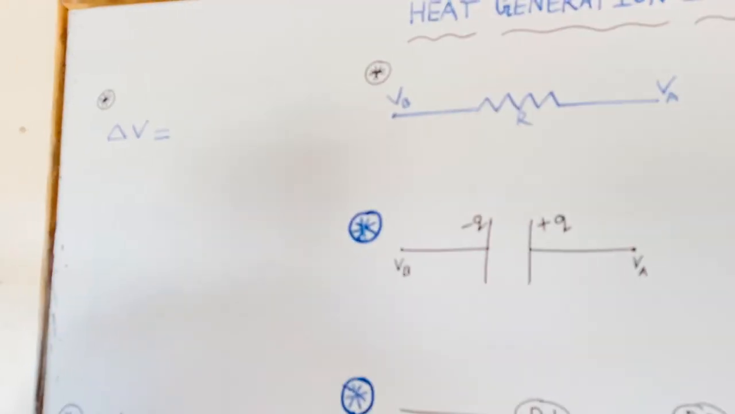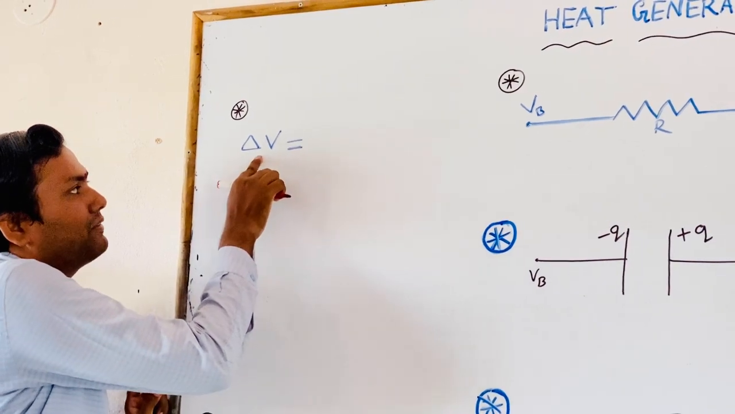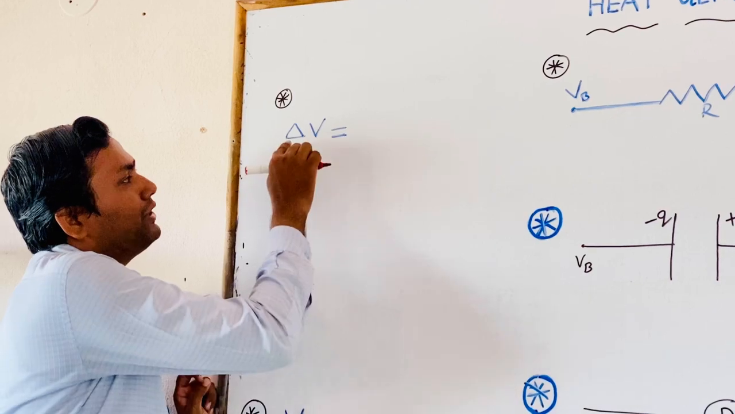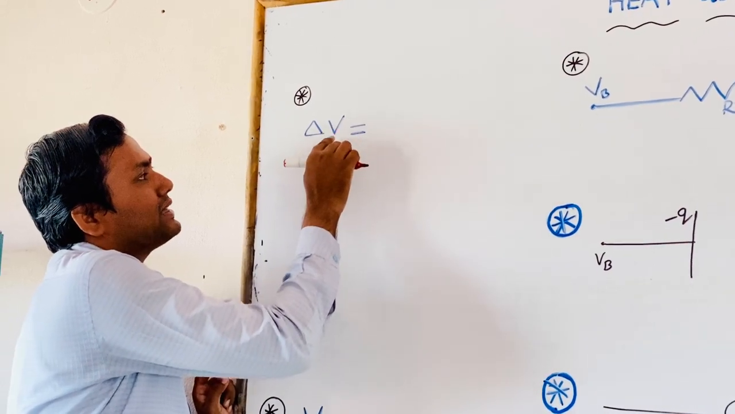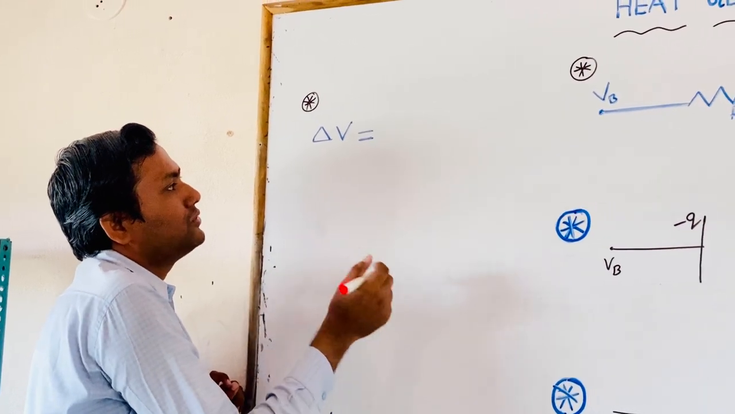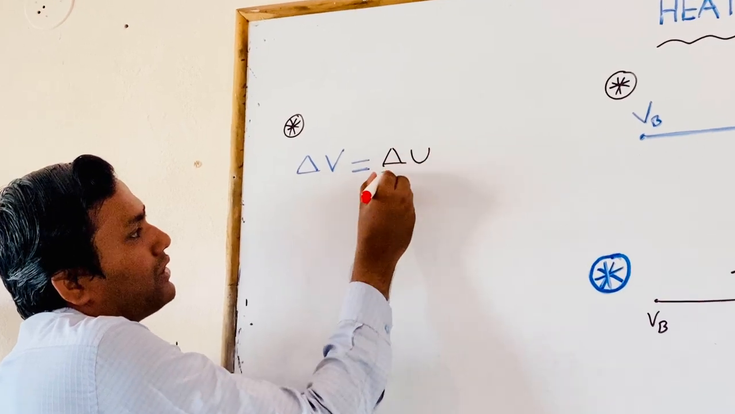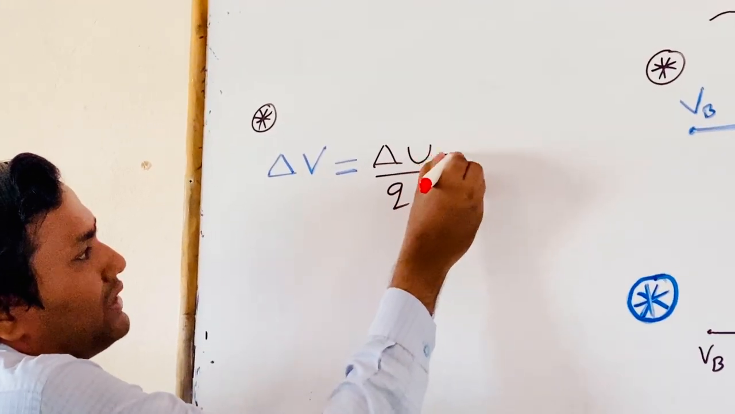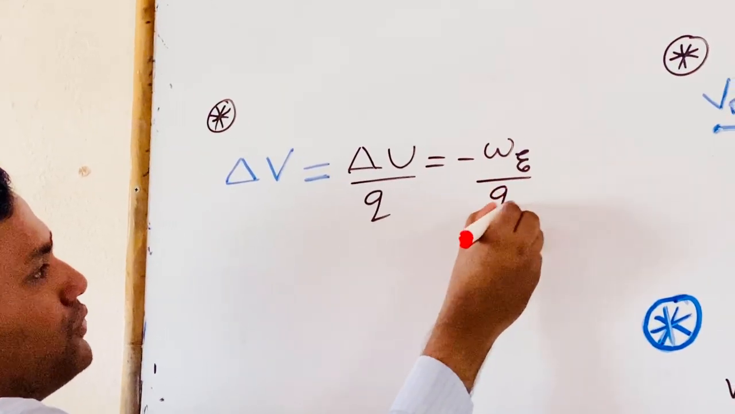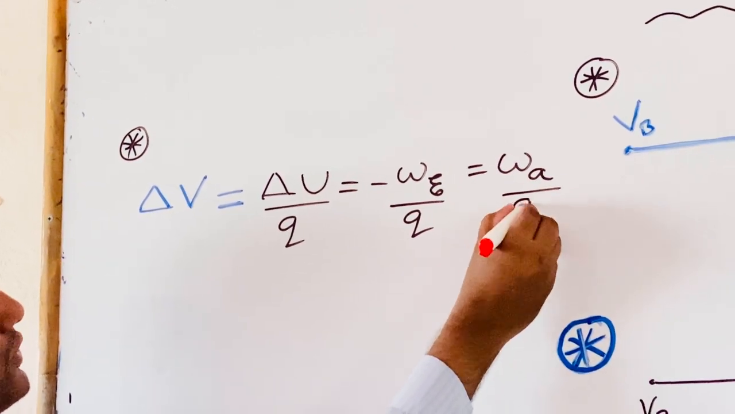So first key idea here, electric potential difference, that is delta V, between any two points in the circuit. How can we define the electric potential difference or voltage between any two points in the circuit in this manner? That is delta U by Q, otherwise minus WE by Q, otherwise plus WA by Q.